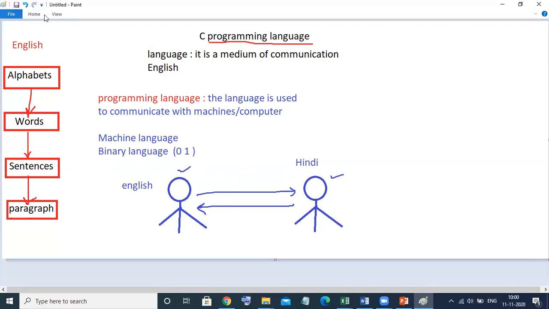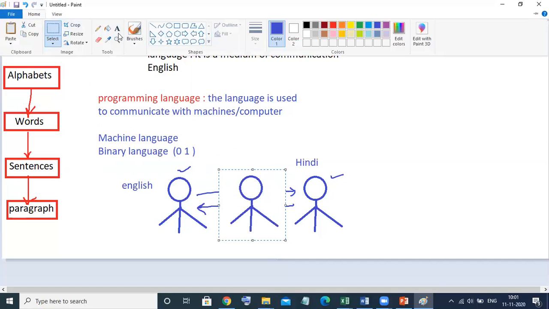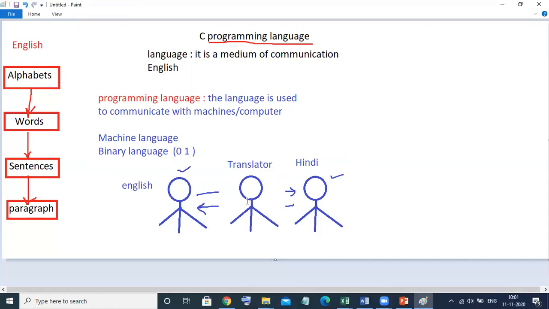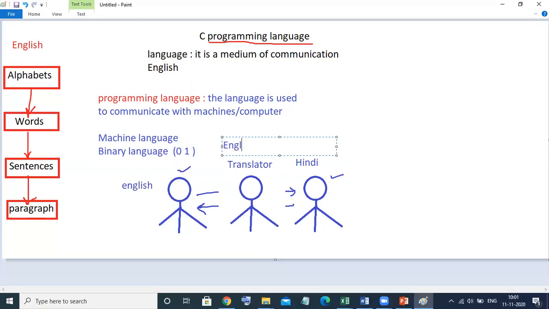Okay, so here what do we require exactly? Here we require one more person in between. In general terms, this person is called a translator. Why am I calling him a translator? Because he knows both the languages, English and Hindi.